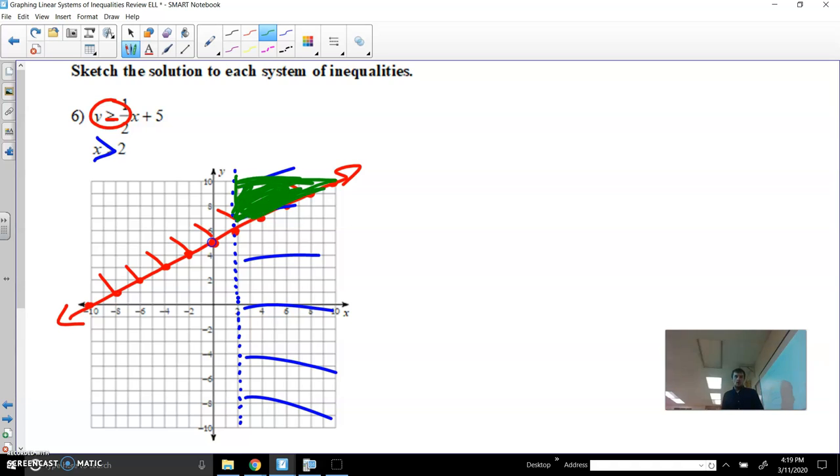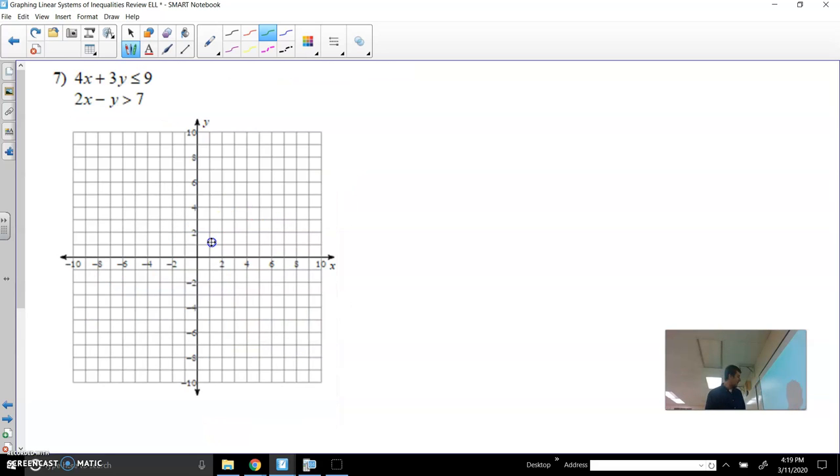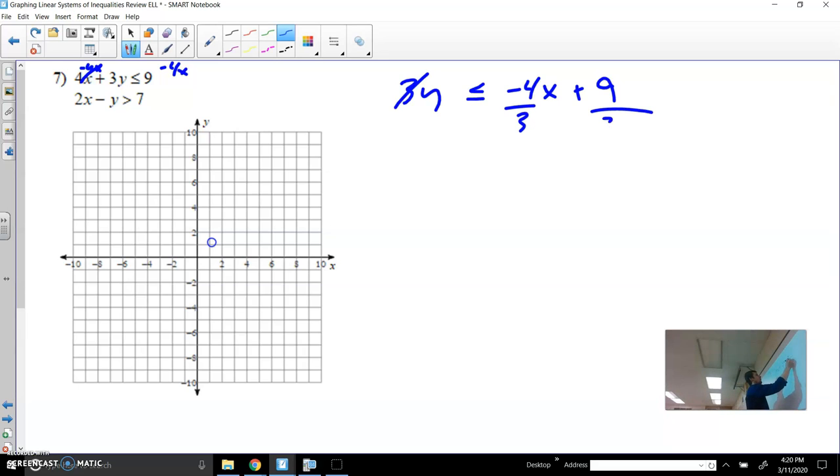Okay? But that can be a little harder if you have to solve for y. So I want to take that first one. Let's subtract 4x to the other side. That is the first step, to subtract 4x from one side to the other. And then dividing by 3 will get me y by itself. And now I can graph.